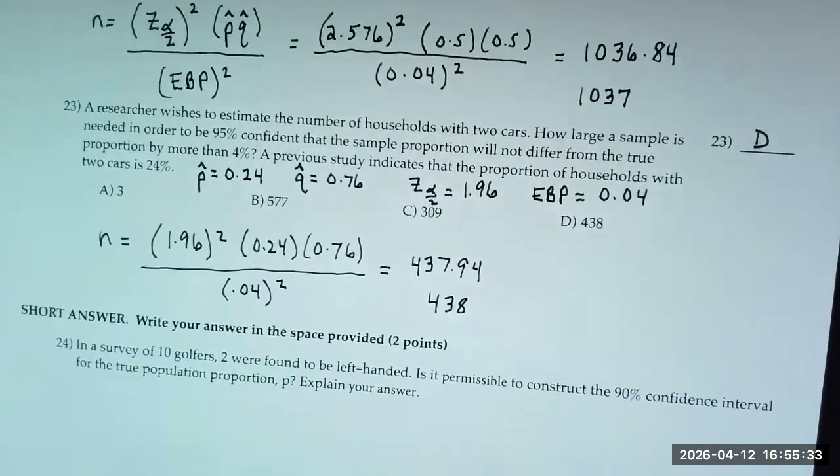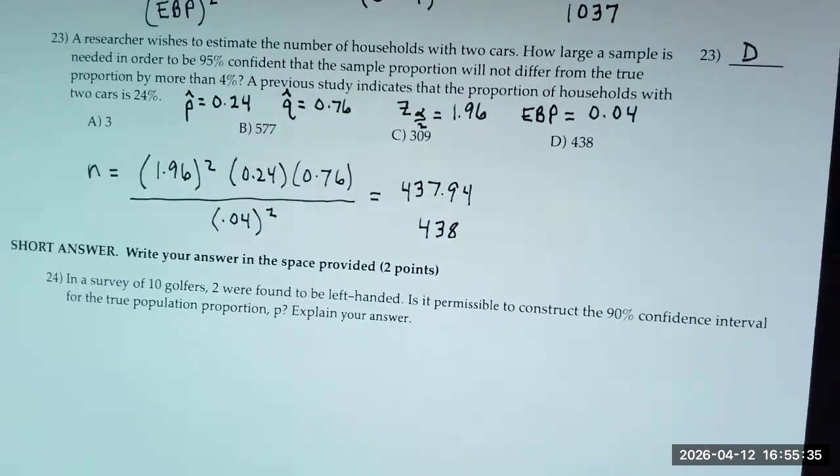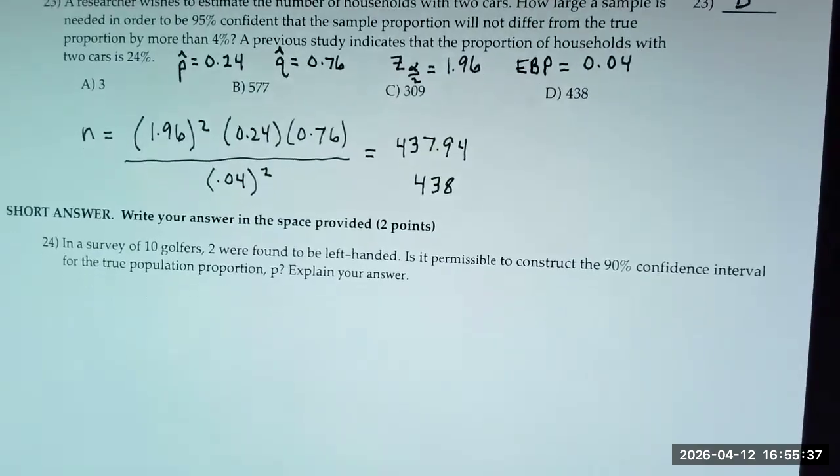So that was the last of our multiple choice questions, and our very last question is a short answer question. In a survey of 10 golfers, 2 were found to be left-handed. Is it permissible to construct the 90% confidence interval for the true population proportion? Explain your answer. Okay, so some people talked about how we just don't have a big enough sample size here. And that's true, but that's not enough information for you to get full credit on this particular one.